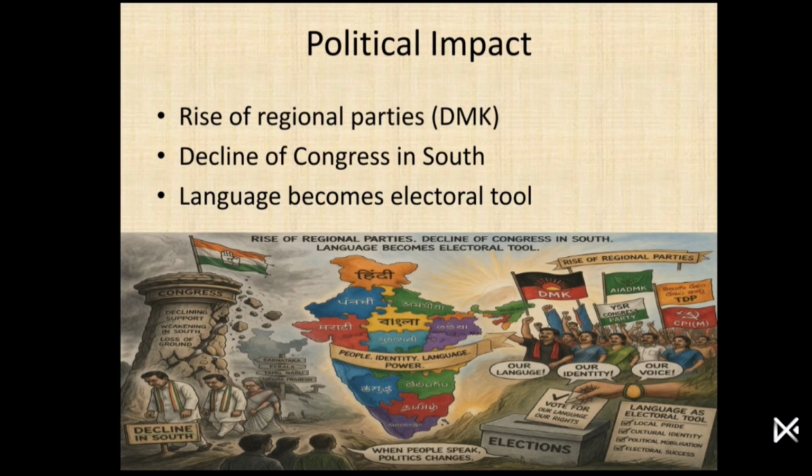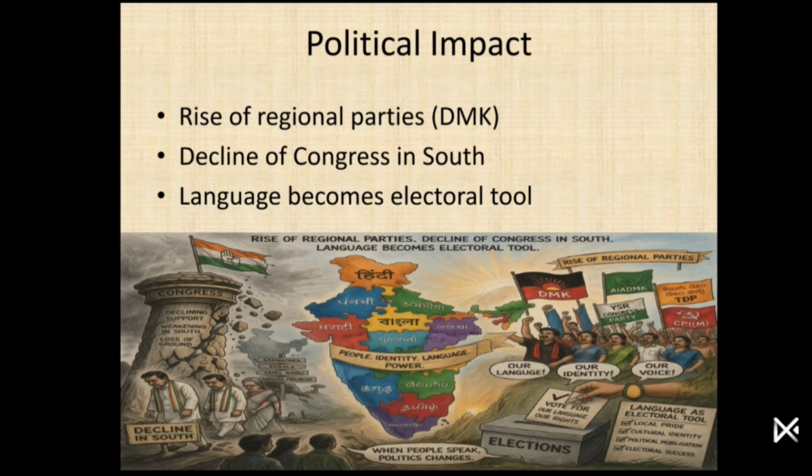But this was not just a protest. This was the turning point because now language entered politics. People started supporting leaders who spoke for their language and identity. This led to the rise of regional parties like DMK, Dravida Munnetra Kazhagam. These parties clearly said, we will protect your language, and people trusted them. At the same time, the Indian National Congress, which was very strong before, started losing support in the south because people felt their concerns were not being understood by the Indian National Congress.